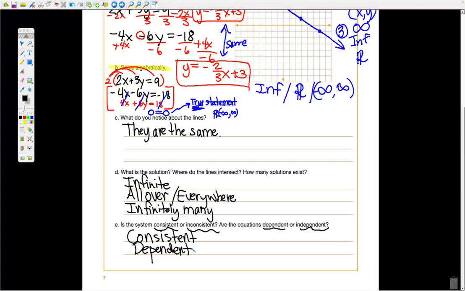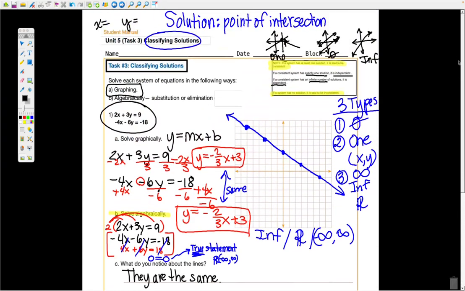Wait, how'd you get independent and dependent? Okay. Independent is when you have exactly one solution. If you have infinite solutions, it's dependent. Okay, infinite is dependent. I didn't see that illustrated.